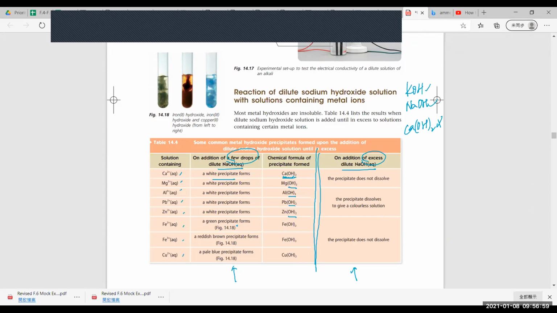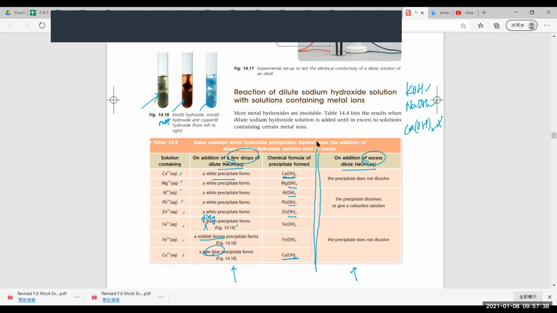Now, how about iron 2? Iron 2, the color of the PPT, please change it. The name should be dirty green. Why is it dirty green? Because you may find that it seems like what you see in some nasty place, right? Dirty green. While for the iron 3 ion, the PPT is iron 3 hydroxide, which is reddish brown. The color seems like rust. While for blue, copper 2 hydroxide is pale blue, 天藍色. When you compare with a copper 2 ion solution, it's a little bit paler. Okay, this is point 1.